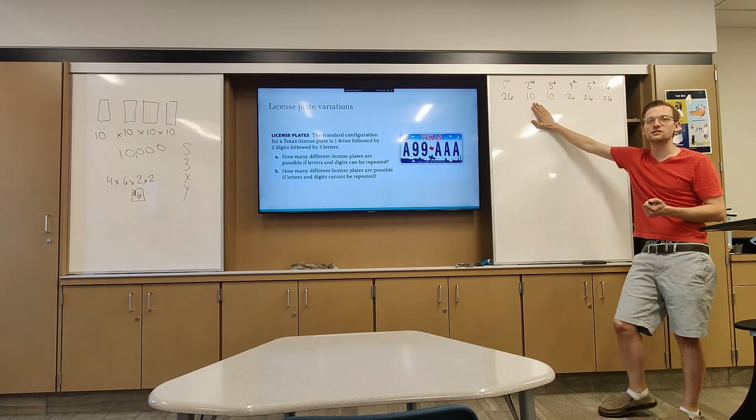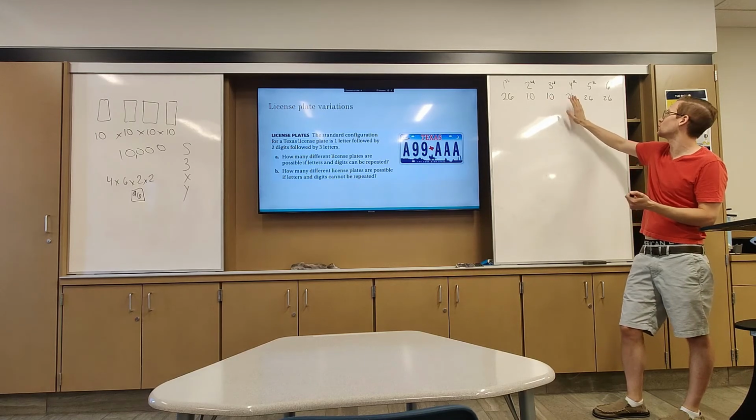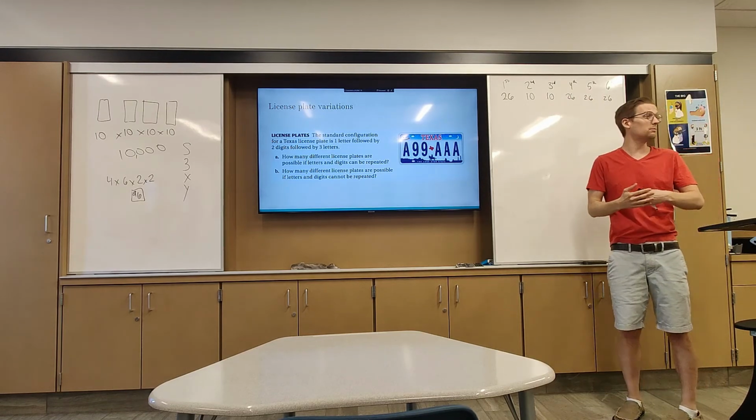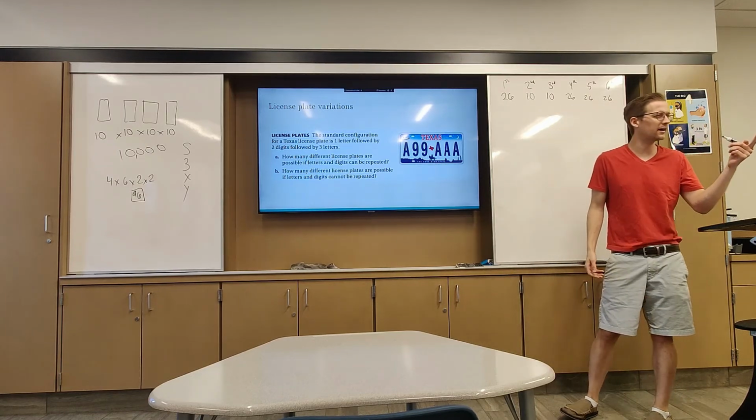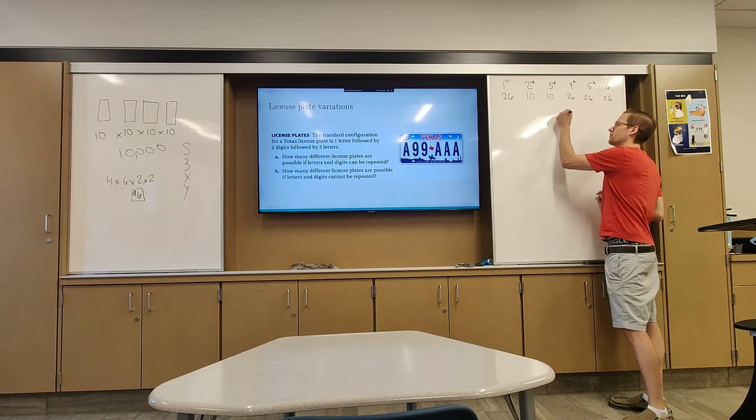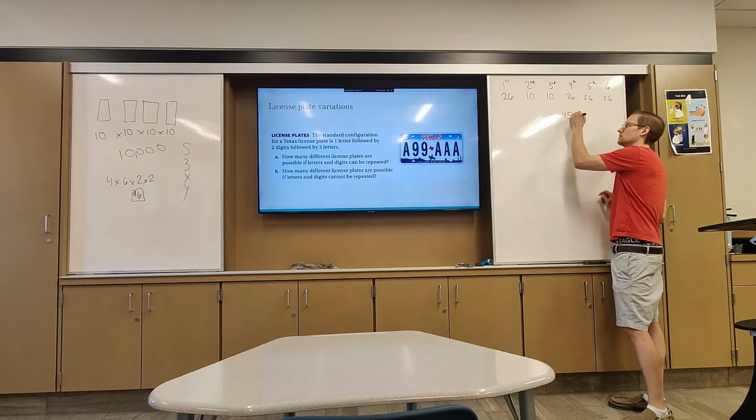We have 10 options for the second one, 10 options for the third one, 26, 26, and 26. We multiply them all together, and that's going to give us a total number, and it was 45 million. No, 45 million, no? 45,697,600.